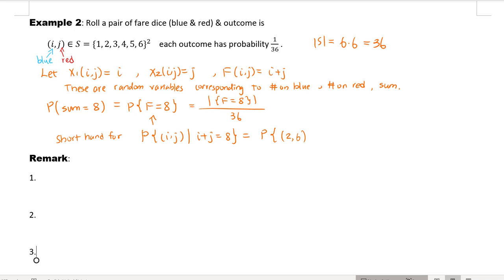So 2, then we have 6. 3 plus 5 is 8, so 3, 5. 4 plus 4 is 8. 5 plus 3 is 8. 6 plus 2 is 8. And that's it. How many outcomes are there? 5. So that's why we get 5 over 36. And here each outcome is equally likely.